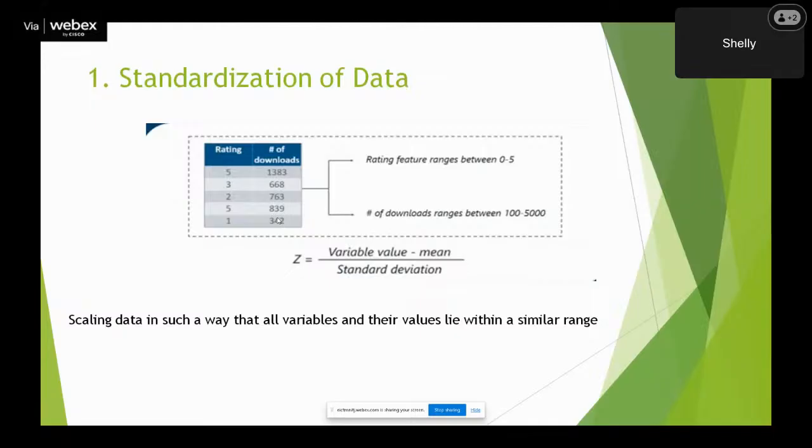All the variable values will correspondingly be changed as per the formula: Z is equal to the variable value minus the mean, divided by the standard deviation. So for example, for 1383, you calculate the mean and the standard deviation, subtract the mean, divide by the standard deviation, and that value will replace 1383. Similarly, for 668, you do the same with the mean, so you bring all the values within a similar range. So this is referred to as step number 1, the standardization of data.